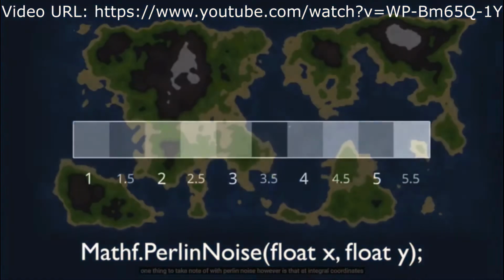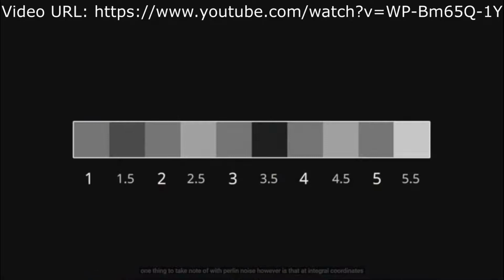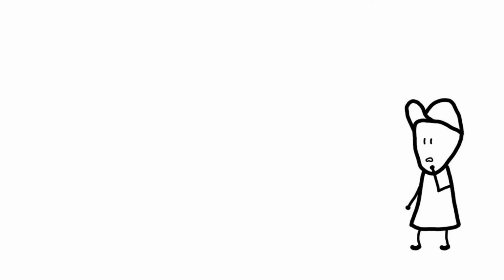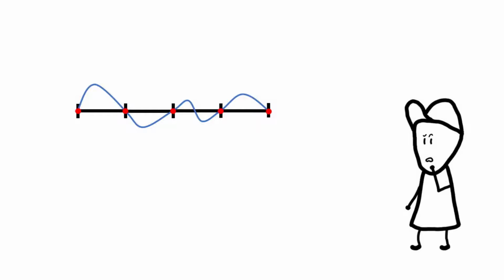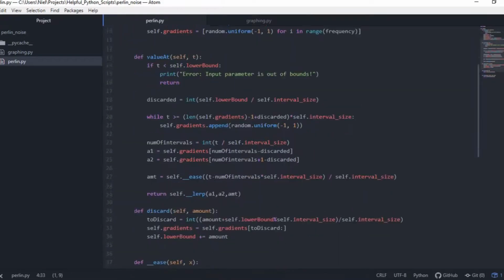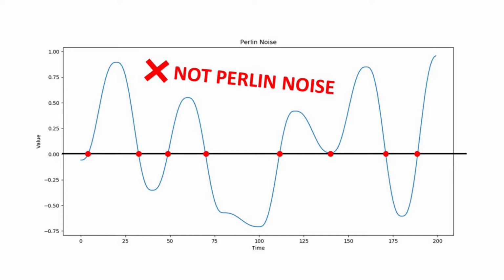One thing to take note of with Perlin noise, however, is that at integral coordinates, we're always going to get the same value. This isn't going to pose a problem, but it is good just to be aware of it. So apparently, Perlin noise should be valued at zero at specific intervals. Looking at the results of my code, I realized that this was not the case, which meant that the noise generation algorithm that I had implemented was not actually Perlin noise.